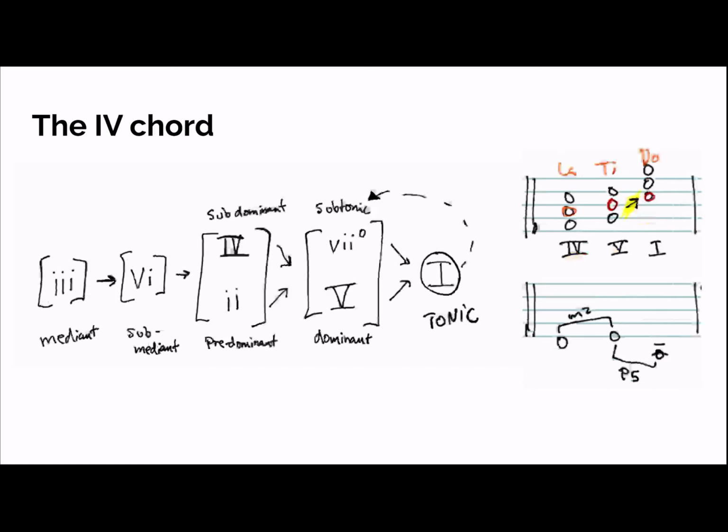Finally, we're going to talk about the 4 chord as it is interchangeable with the 2 chord. So you can plug in a 4 chord where you would normally have a 2 chord, and it serves the same function, the same way you can plug in a 7 diminished chord in the place of a 5 chord. So here we go with our 4 chord. We have an F major chord, G major, and C. And we have that same La, Ti, Do motion going on there.